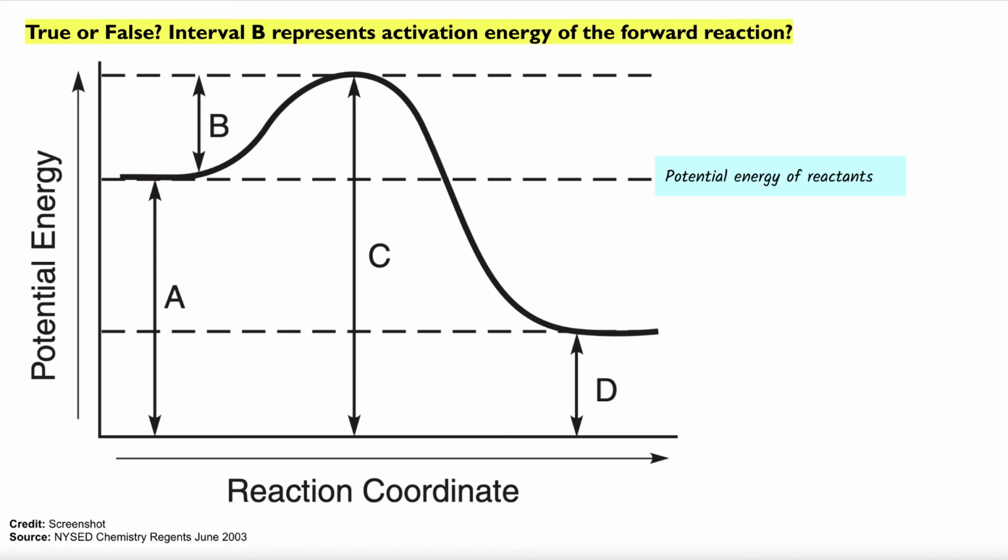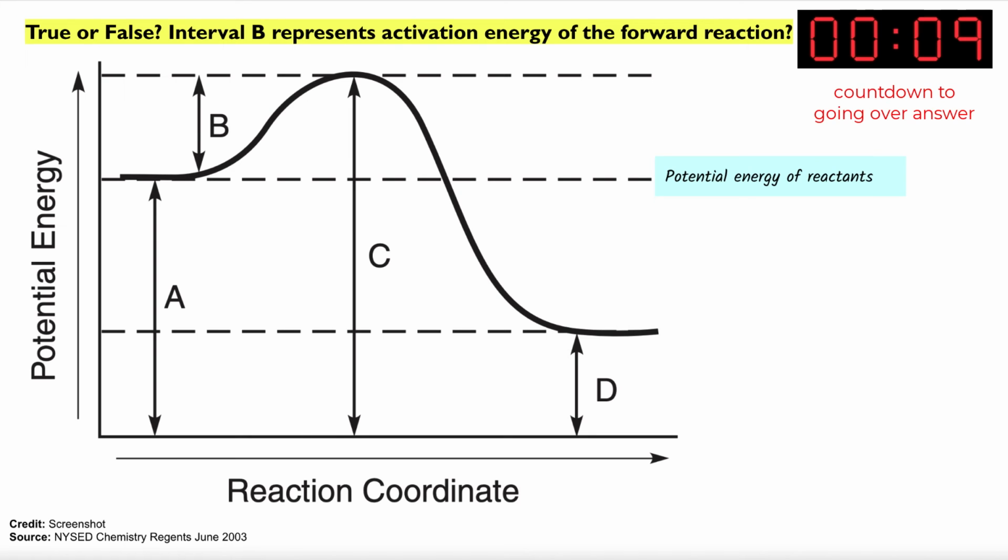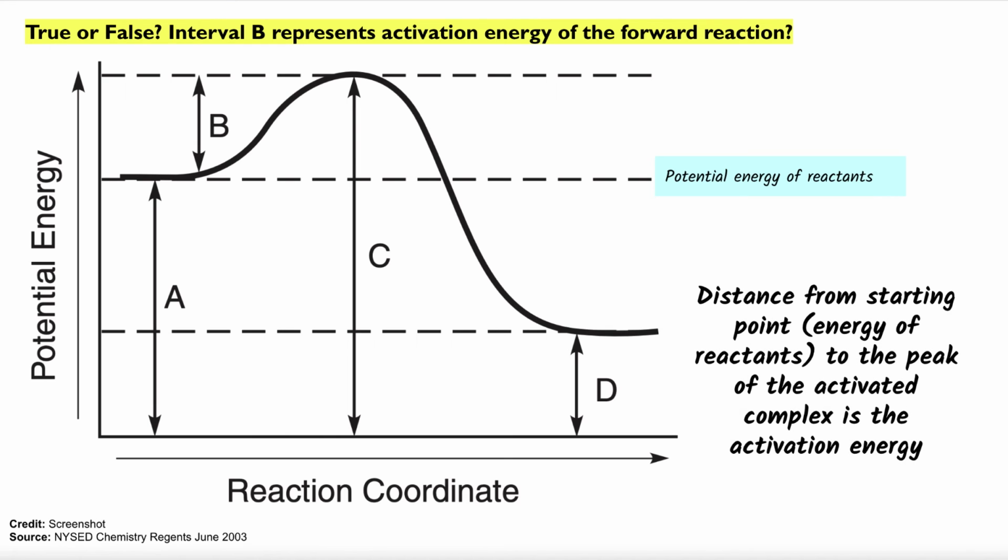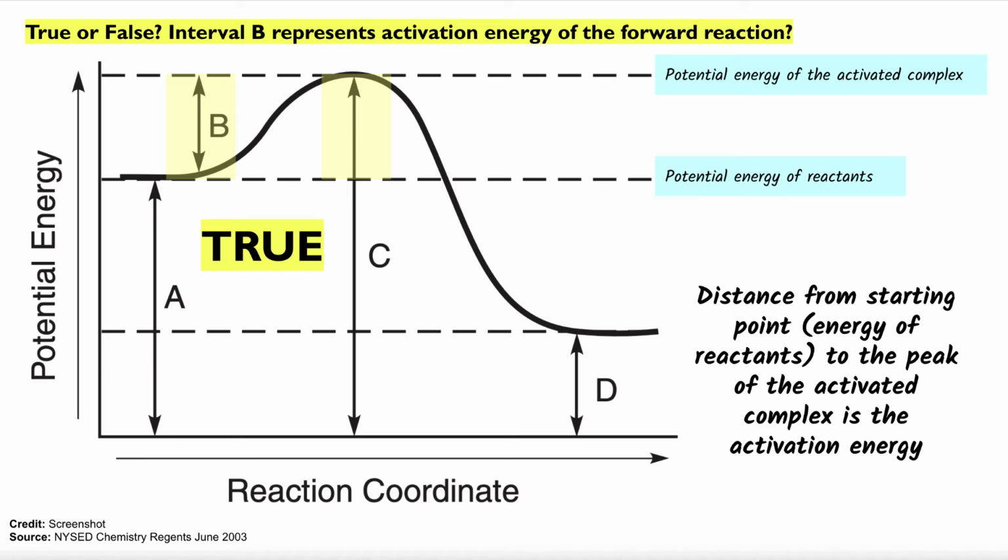True or false? Interval B represents activation energy of the forward reaction. So again, the distance from the energy of the reactants to the peak of the activated complex is the activation energy. So the potential energy of the activated complex is represented by the top dotted line, which means that B is the activation energy. This was true.